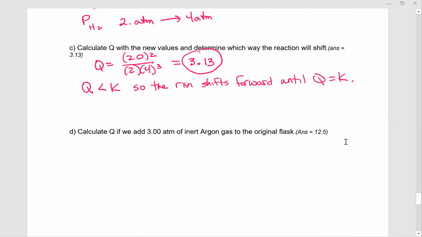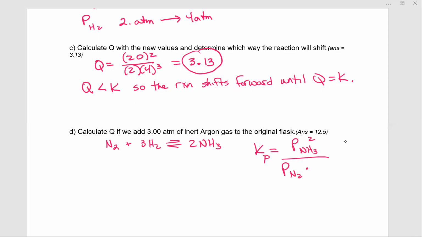Now let's do one more. We're going to calculate Q if we add 3 atmospheres of inert argon gas to the original flask. So let's refresh your memory. Write this reaction down here. We have N2 plus 3H2 in equilibrium with 2NH3. And we write the equilibrium expression, and it's a Kp. We have P NH3 squared, over the partial pressure of nitrogen, partial pressure of hydrogen, cubed.